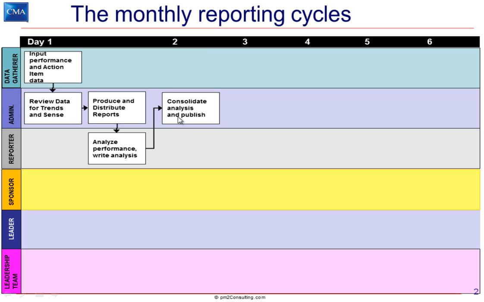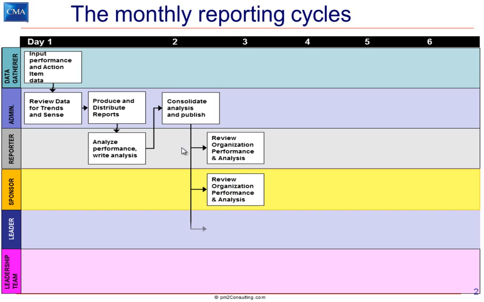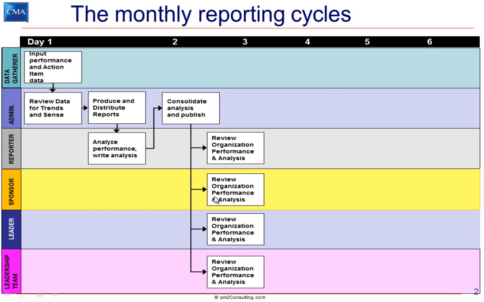Again, we're now just looking at day 2 of the new month. Now this is going to go in a bunch of different places. It's going to go to the reporter who needs to review and determine whether all that makes sense and what the implications are. It also needs to go to the sponsor who's going to do the same thing. What does it mean in terms of the sponsor's role? The leader needs to take a look at it, as well as the entire leadership team. So it's published and distributed widely well before the meeting. We're saying day 3 of the month.